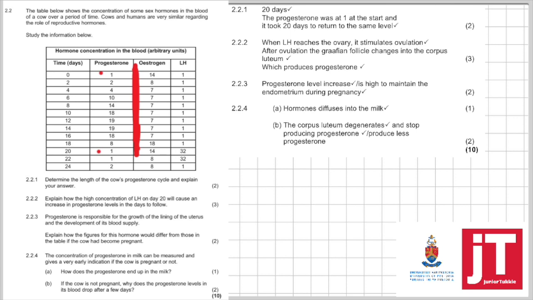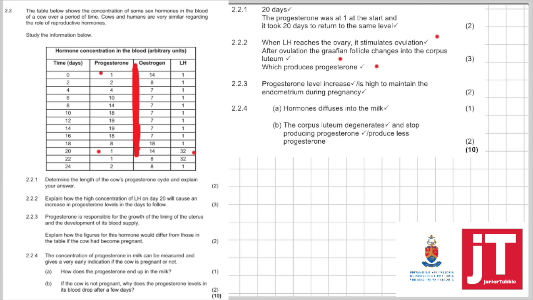2.2.2. Explain how the high concentration of LH on day 20, which is here, will cause an increase in progesterone levels in the days to follow. That's easy. When LH reaches the ovary, what does it do? It stimulates ovulation. After ovulation, what happens to the Graafian follicle? It changes into a corpus luteum, and the corpus luteum will produce progesterone.